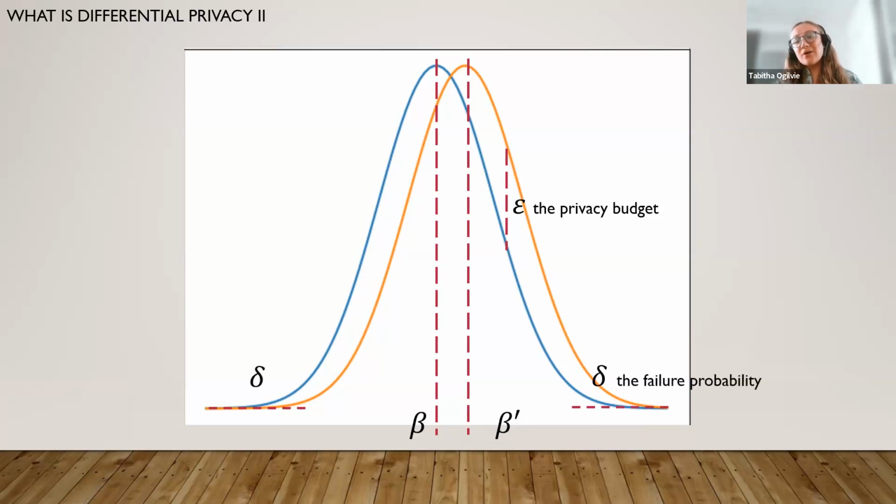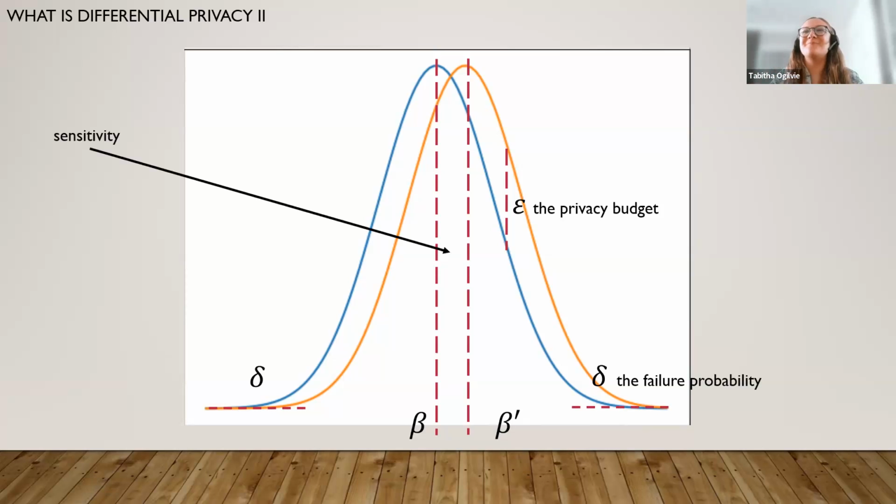In the tails, if you look on that right-hand side, you're into a world where the blue line is becoming almost impossible, but the orange line is still probable. So if I see an output in this region, I can probably conclude that I'm on the orange line. And so there's kind of a failure probability. We want to keep this small.